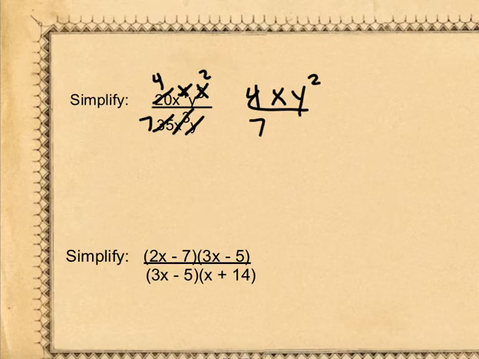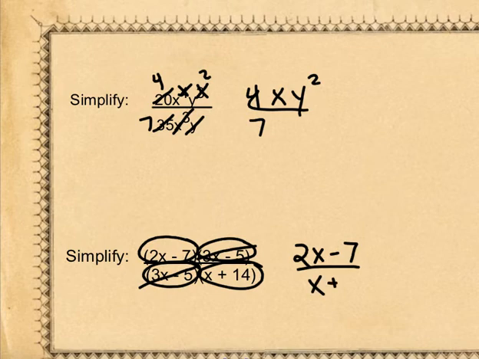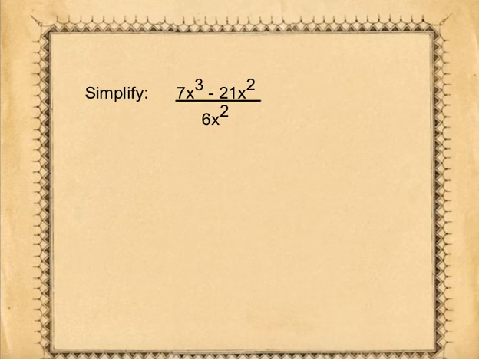All right. Now on the bottom here, we see, well, we have a couple factors. We have a factor times a factor, another factor times another factor. So are there any factors that we have in common? And we would say yes. 3x minus 5 is in common. Those can cancel out completely. And we get 2x minus 7 over x plus 14. All right. So make sure that when you are simplifying, you are simplifying factors and not anything else.